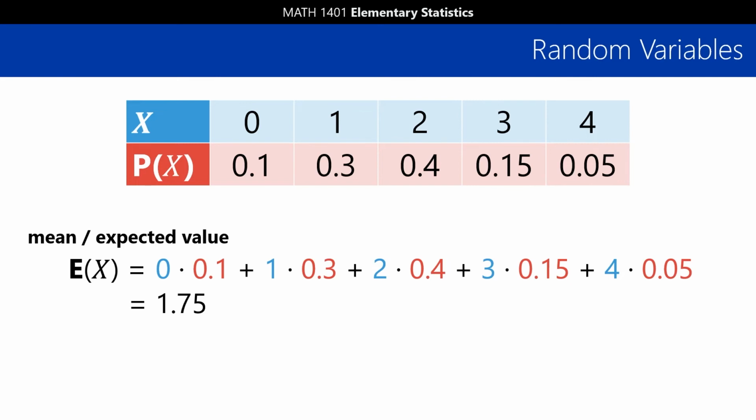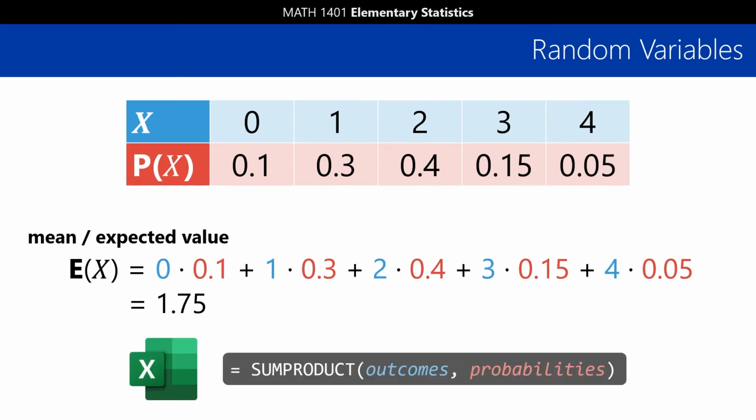Now, for one individual year, that number doesn't make sense. You can't see the doctor 1.75 times. But in the long run, we'd average out to 1.75 times per year. This is also a great time to use Excel's built-in sum product function. And you don't even need to divide by anything this time, because that's already figured into the probabilities in your table.